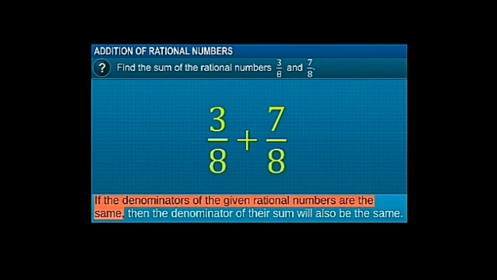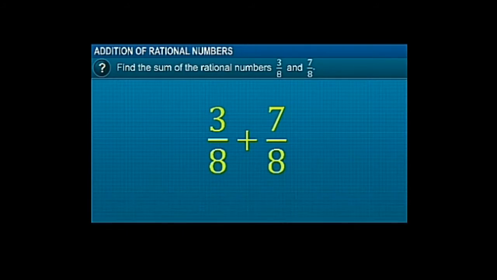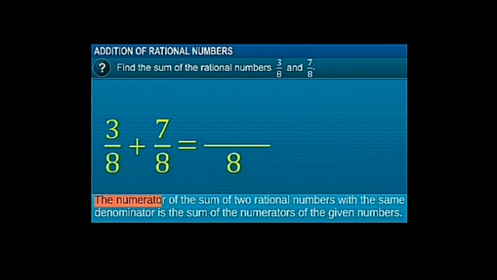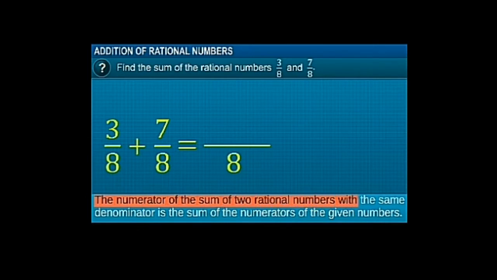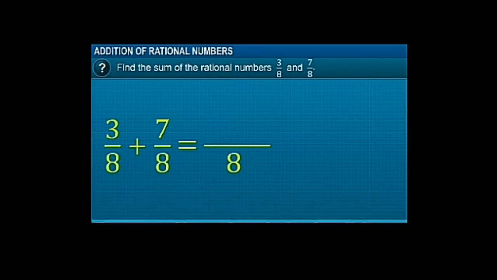So if the denominators of the given rational numbers are the same, then the denominator of their sum will also be the same. So 3 by 8 plus 7 by 8. In this sum, the denominator is also 8. And what about the numerator then? The numerator of the sum of two rational numbers with the same denominator is the sum of the numerators of the given numbers. So we need to add both the numerators.